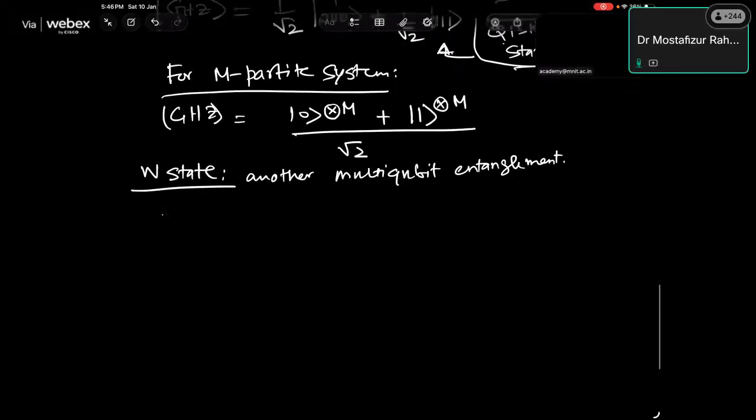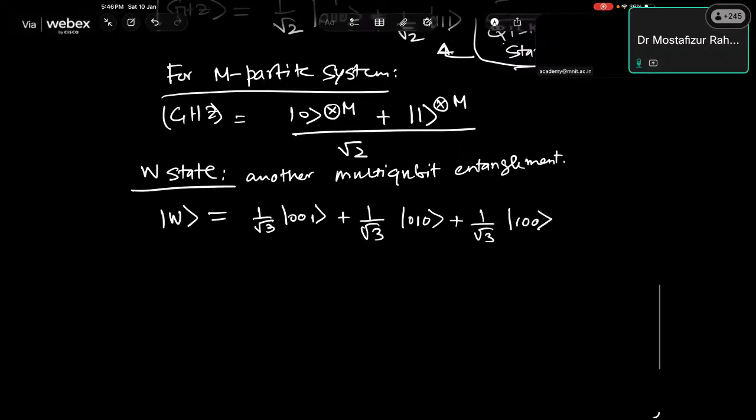And any W-state multi-qubit is represented as 1 by square root 3 |001> plus 1 by square root 3 |010> plus 1 by square root 3 |100>. Okay, so this is another 3-qubit entanglement pair that we can create.